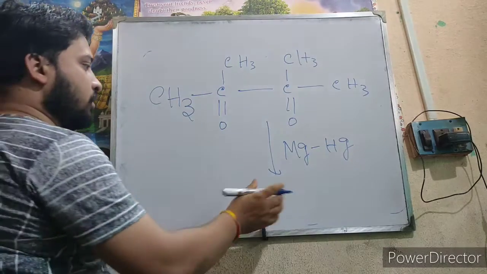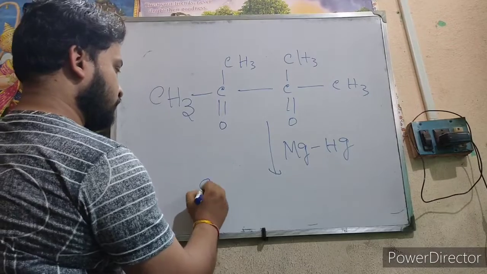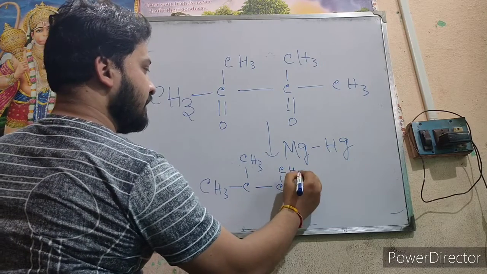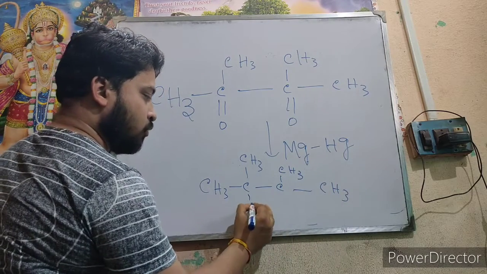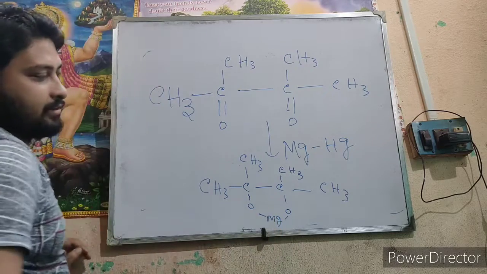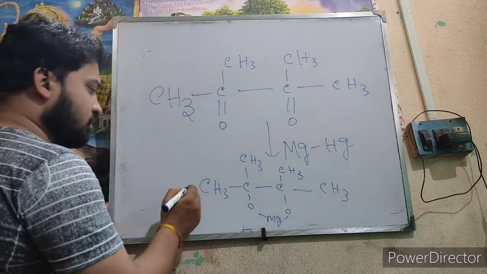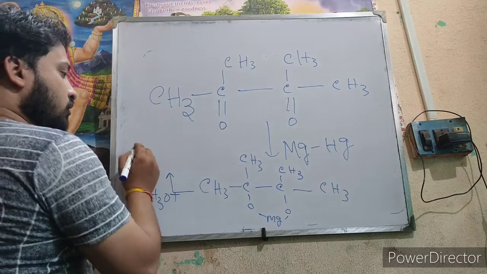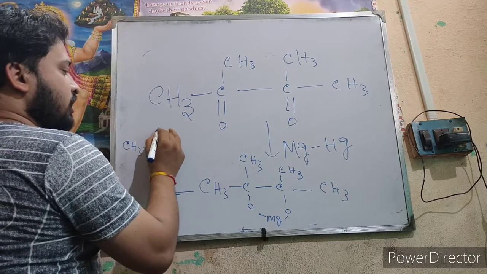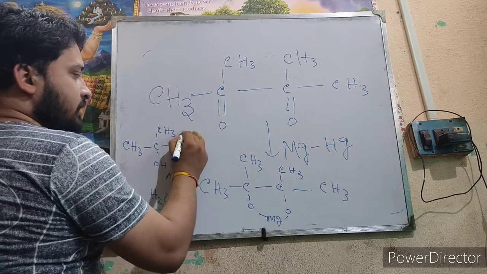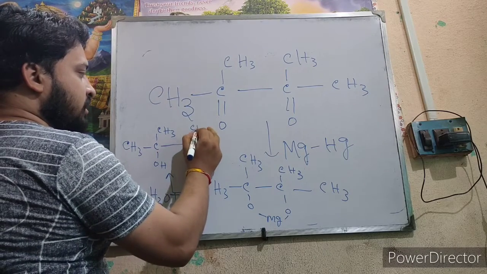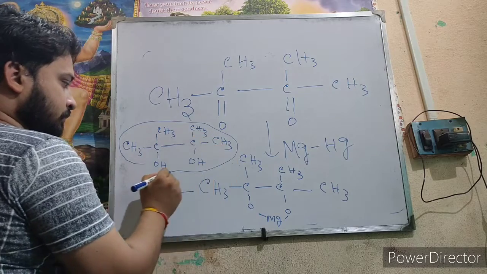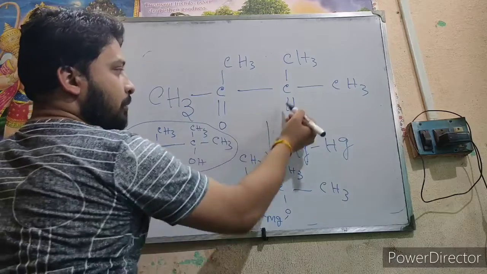Mg and Hg, the product will be CH3, CH3, CH3. Just Mg, O and O, so Mg is added. Then by using H3O plus, it gets OH and it also gets OH. So the product is CH3 OH, then CH3 OH. This is called pinacol, and this is pinacolone. So the pinacol-pinacolone reaction.